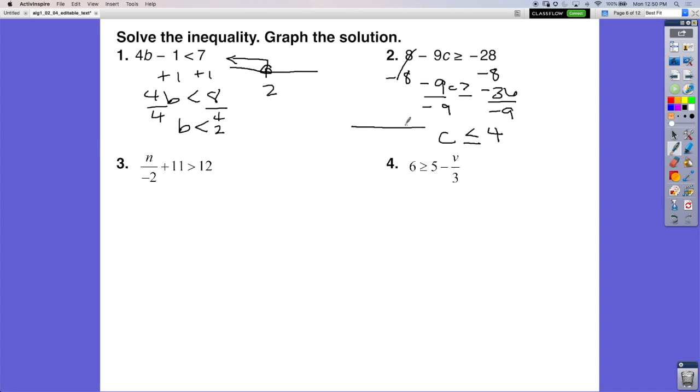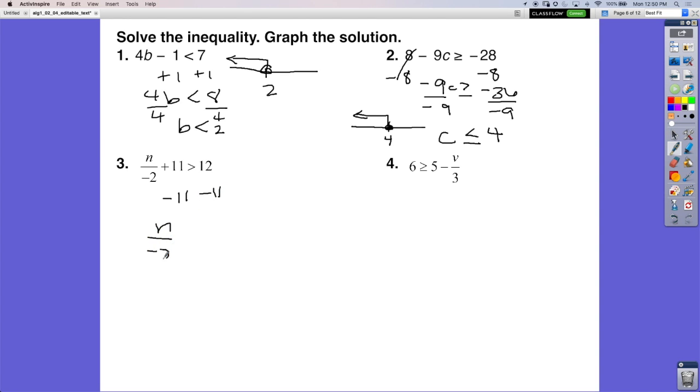And again, we will graph that. We'll put 4 here. Is this an open or closed circle? It is a closed circle, and we want all the numbers that are less than that. Great. All right, so now we're on number 3. We're going to subtract 11 from both sides.